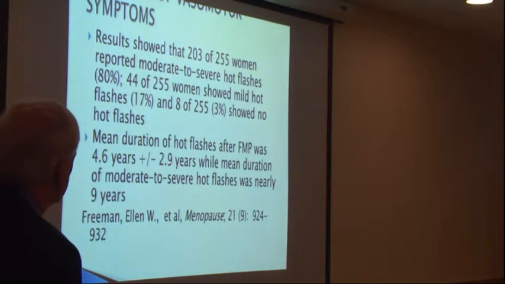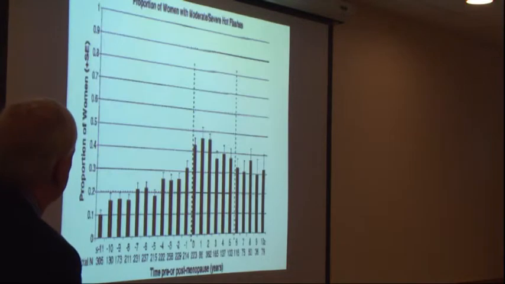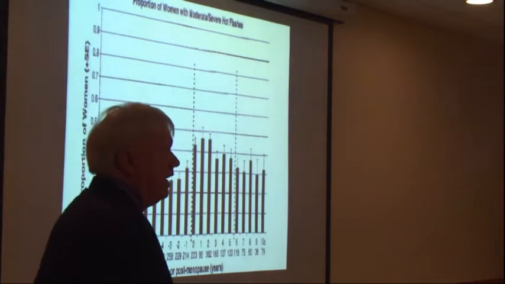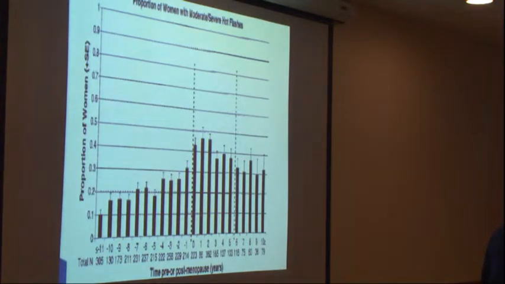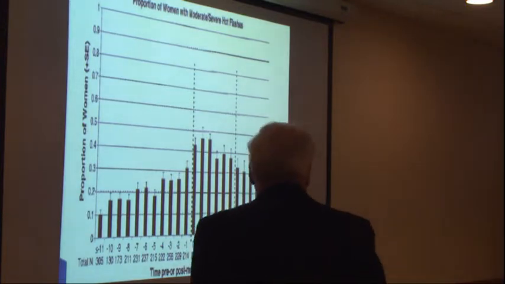Duration 4.6 plus or minus 2.9, with the mean duration nearly 9 years. Here is Cronenberg's view, in my opinion, in a graph form that tells the story for real. This is how I now view hot flashes.